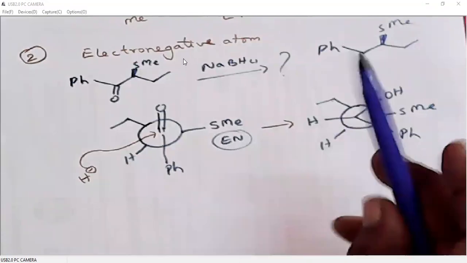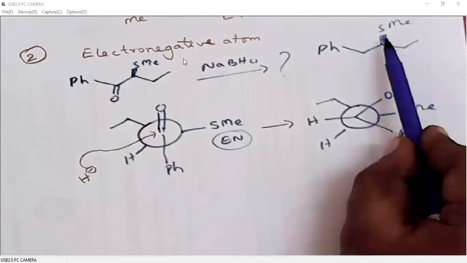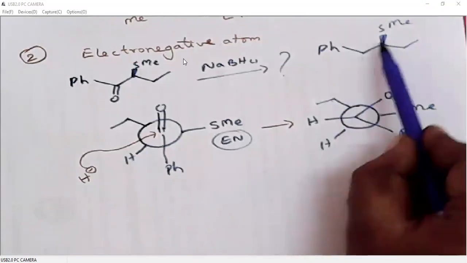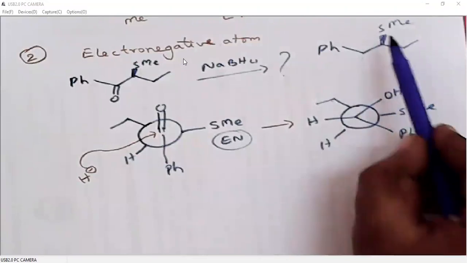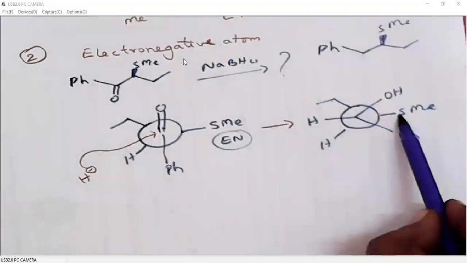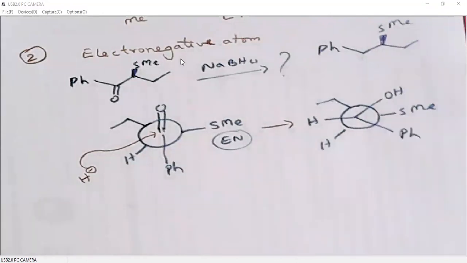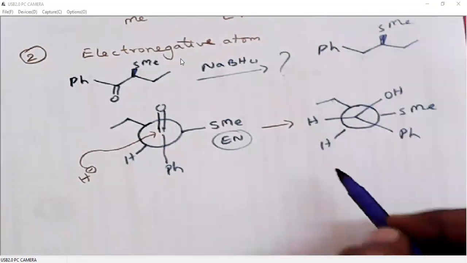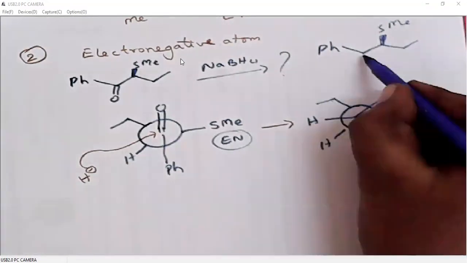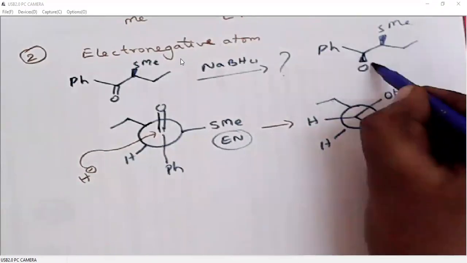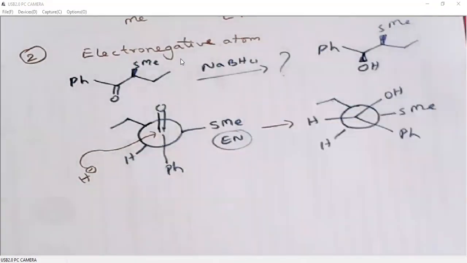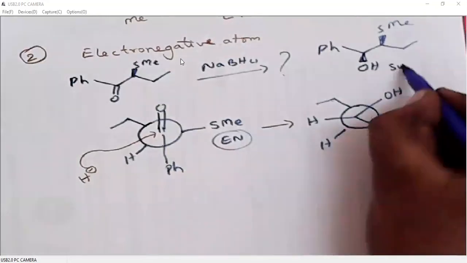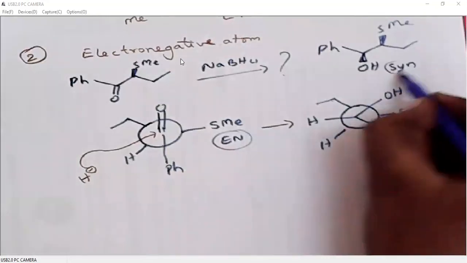Then we need to determine the stereochemistry around this carbon with respect to sulfur. So with respect to sulfur, OH is syn. OH and sulfur both are on the same side. So that means OH and sulfur both are syn. So the product is, since sulfur is above the plane, OH will also be above the plane. So this is the major product. Syn is the major product.